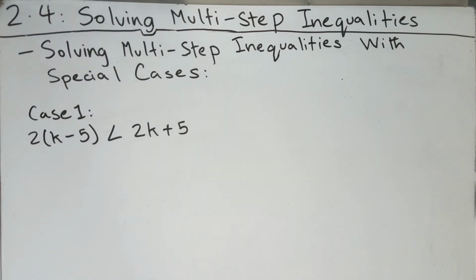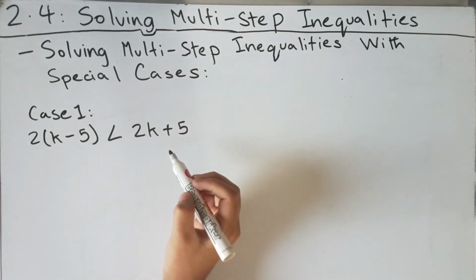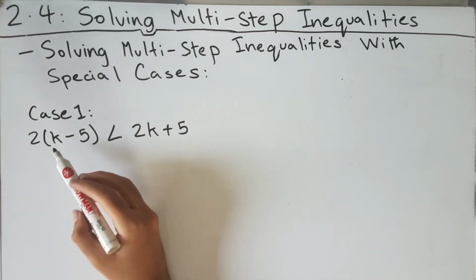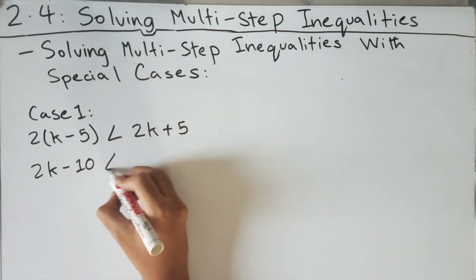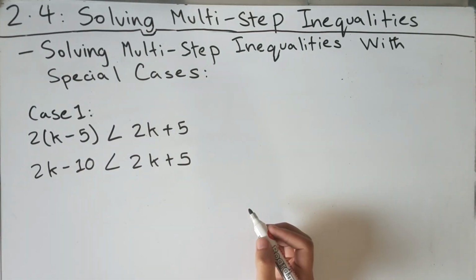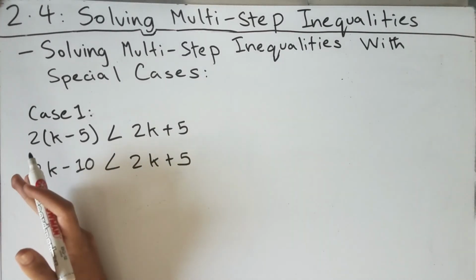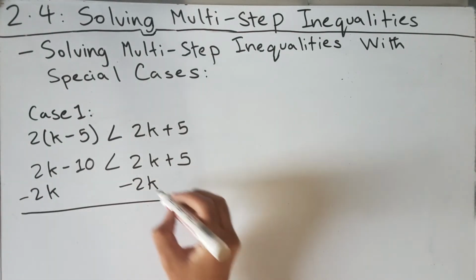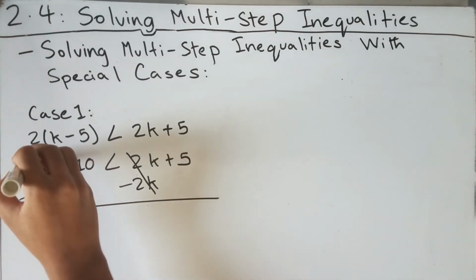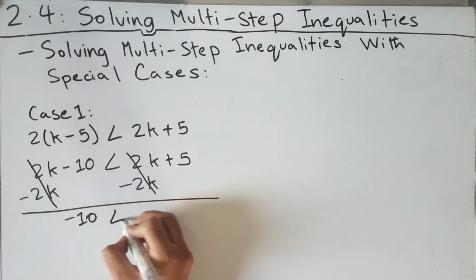So here's case 1. We're given that 2 times k minus 5 in parentheses is less than 2k plus 5. So here I see that I can distribute this into 2k minus 10, and then this is less than 2k plus 5. And now I can get rid of this k over here, so I can bring all the k's on either this side or this side. So I'll subtract 2k from this side and this side, which will leave us with no k's on each side of the inequality. And then we're only left with the constant, so here we get negative 10 is less than 5.